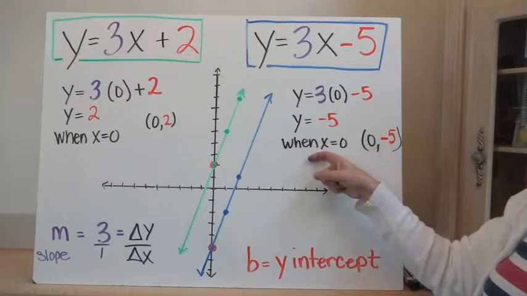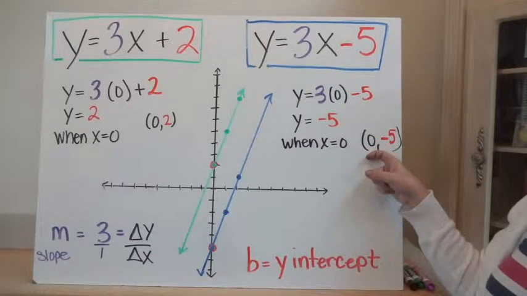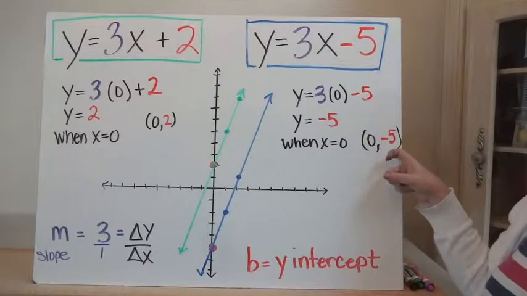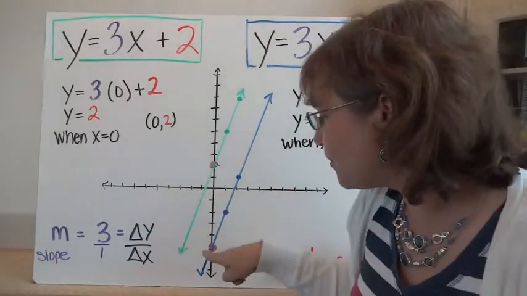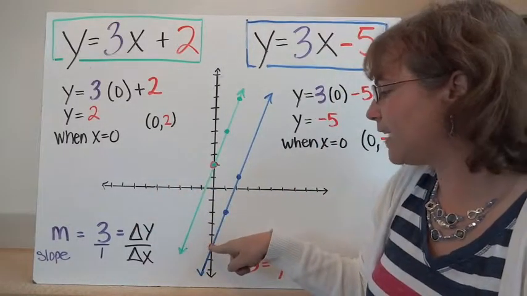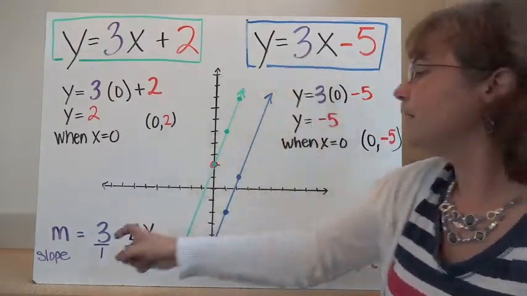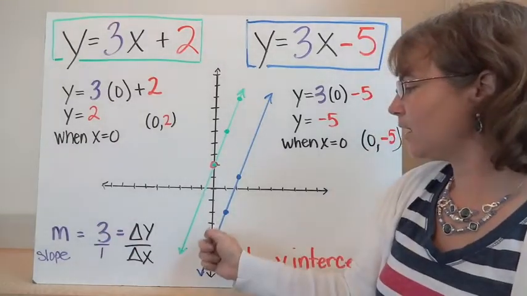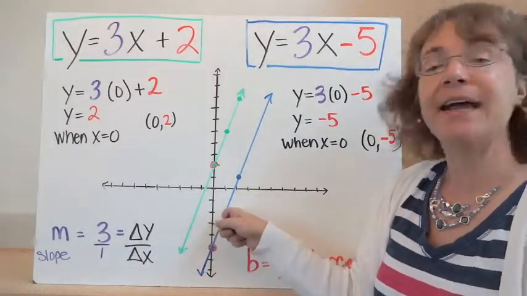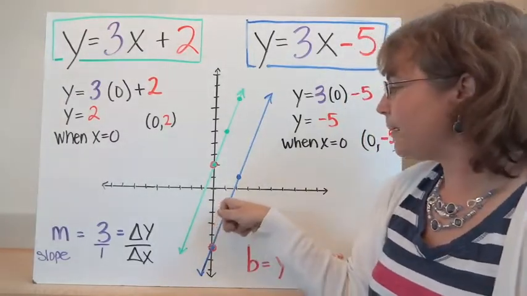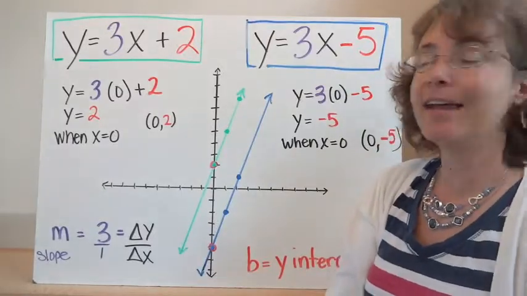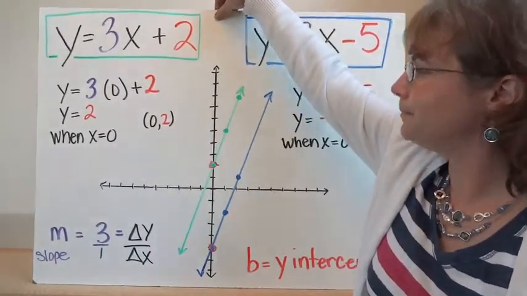Y is equal to -5 when x equals 0. So my y-intercept for this equation is at 0, -5. That -5 represents the y-coordinate of my point. So I can go ahead and plot that down here at 0, -5, and then I'm going to use my slope, the change in y over the change in x. I'm going to go up 3 on my y and over 1 on my x and plot that point. Then I go up 3 and over 1 and plot that point, and I can go ahead and connect the dots and graph those lines.